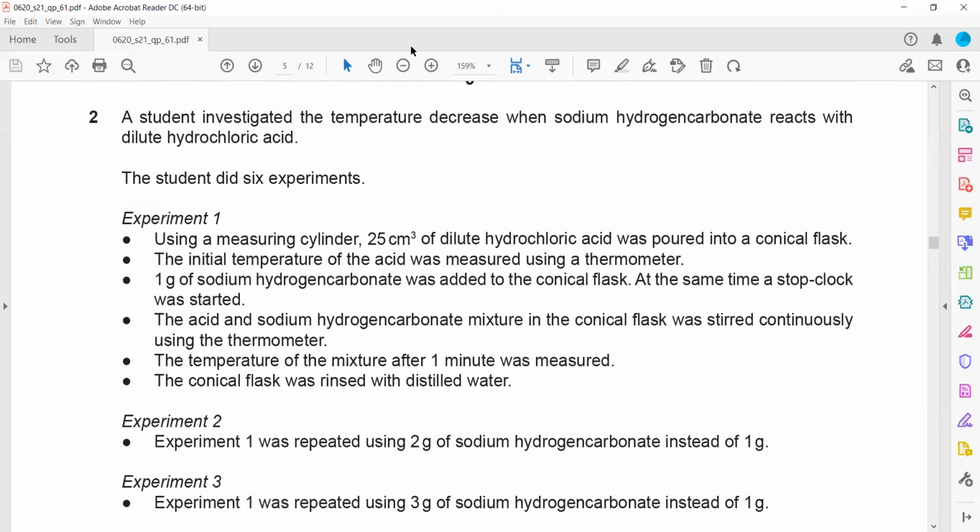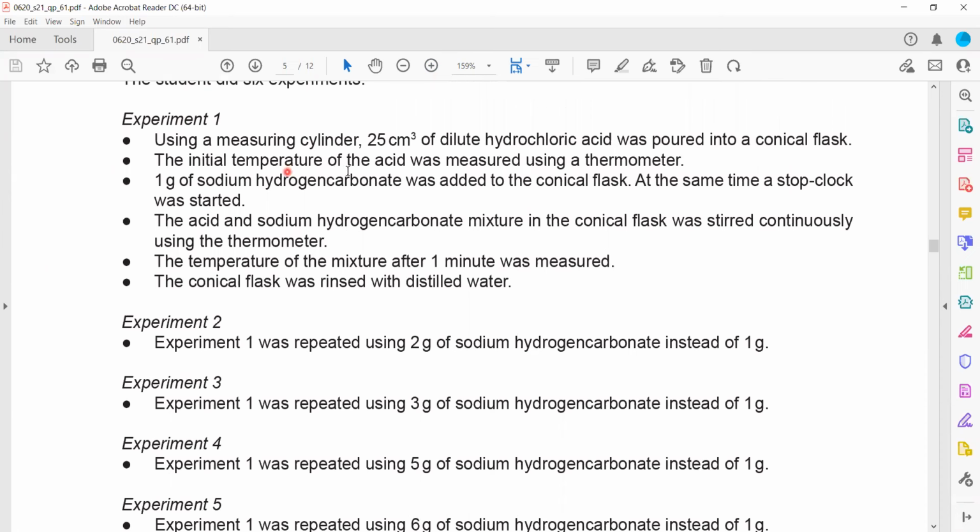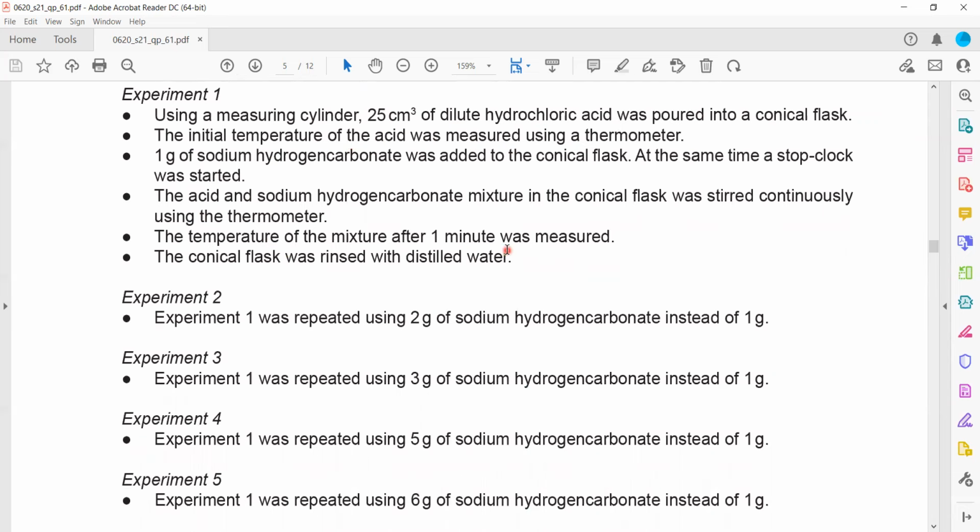A student investigated the temperature decrease when sodium hydrogen carbonate reacts with hydrochloric acid. The student did 6 experiments. First, using a measuring cylinder, 25 cm cube of hydrochloric acid was poured into a conical flask. He measured the initial temperature. 1 gram of sodium hydrogen carbonate was added, and at the same time, the stop clock was started. The acid and the sodium hydrogen carbonate mix in the conical flask, and using a thermometer, we record the final temperature after a minute. The conical flask was rinsed with distilled water.